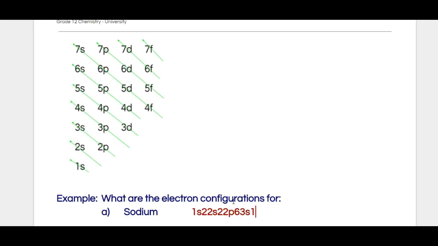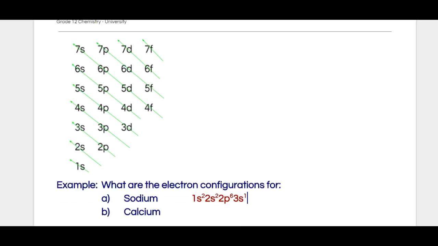And I'm going to put 1 electron in there. So let's just fix this up. And then I can go ahead and count my electrons to make sure I've used up only 11, which is what sodium has in the ground state and in its atomic form. 2, 4, and then plus 6 gives me 10, and then 11. I'm good to go.